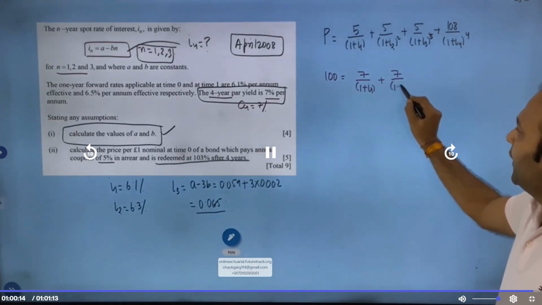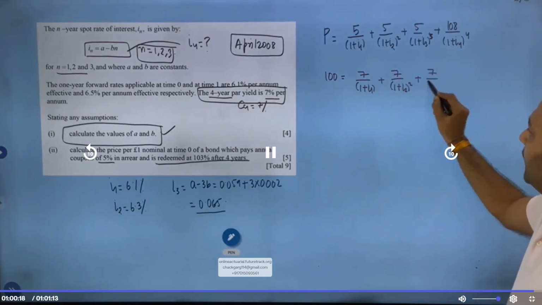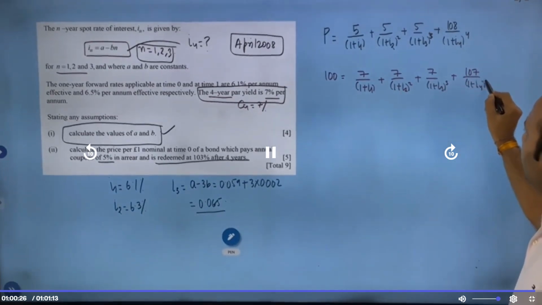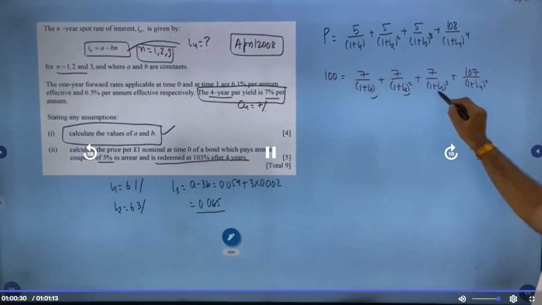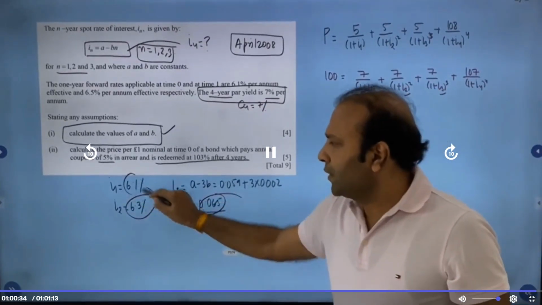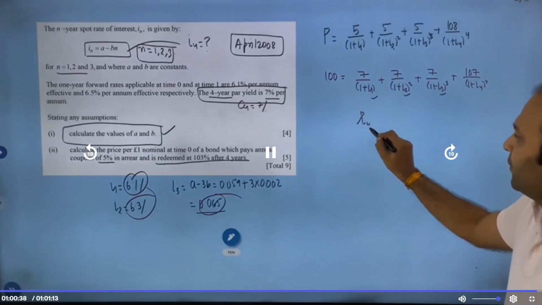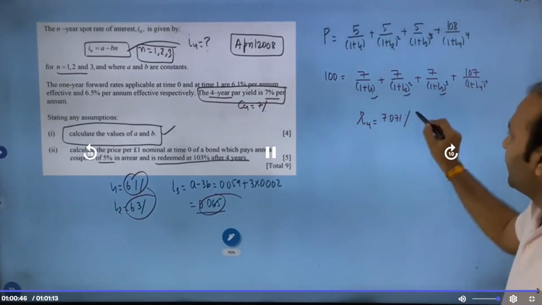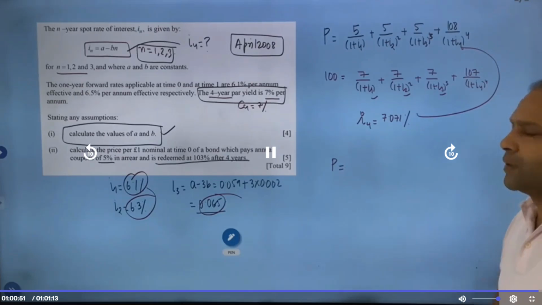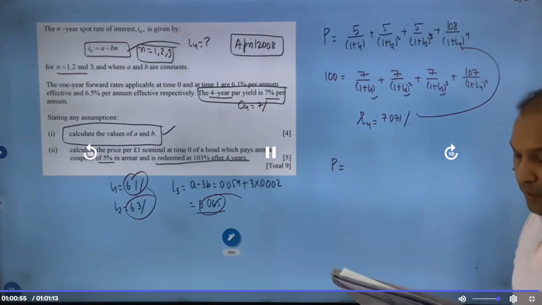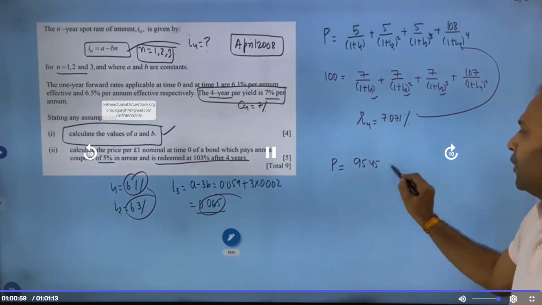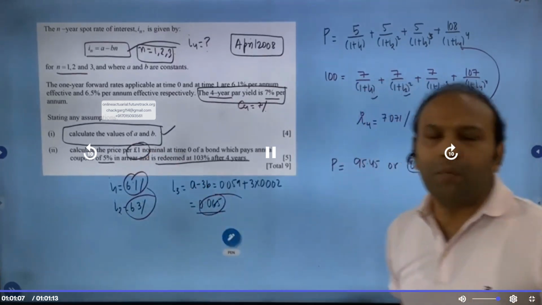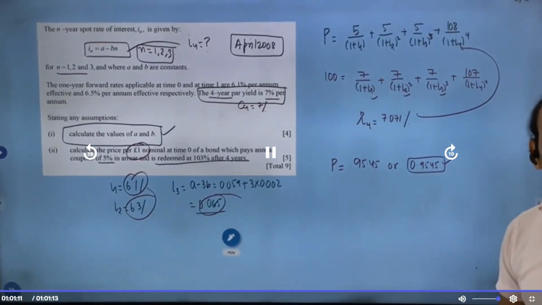7 divided by (1 plus I2) square. 7 divided by (1 plus I3) cube. And 107 divided by (1 plus I4) to the power 4. Plus we have I1, I2, I3 given, right? So with the help of this formula, plus simplify the value for I4. So class, we get 7.071%. Plus substitute this value here, we get the price of the bond. Fine. So class, price of the bond we get 95.45 or 0.9545. As class, we have given the redemption of one nominal, according to one it is what? 0.9545. Clear class?